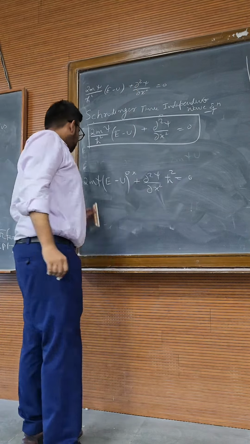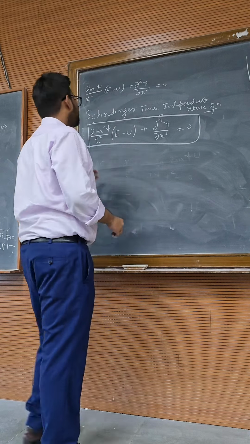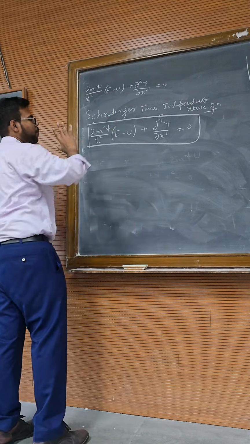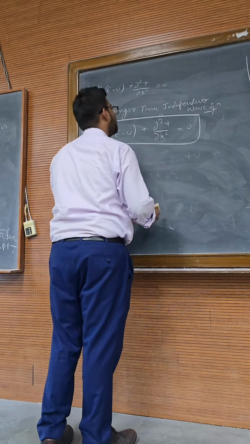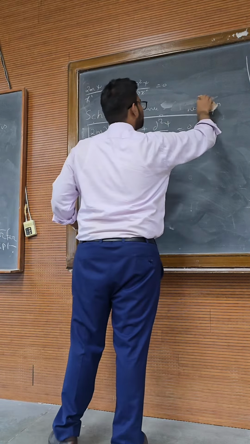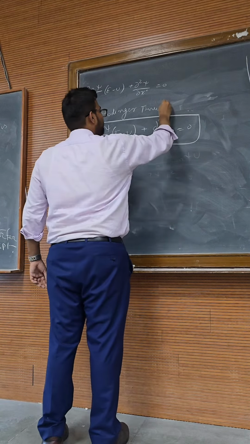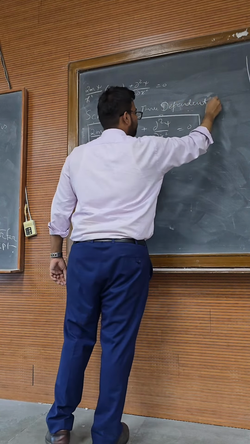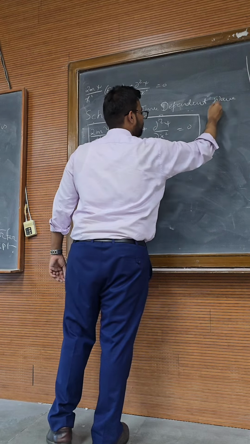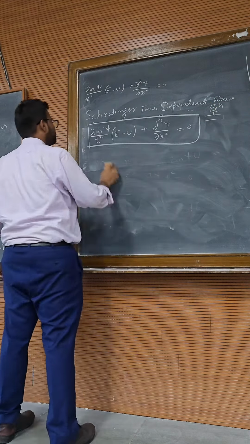Okay, so what we will do in the next part, let's see. So we proved Schrodinger time independent wave equation, right? Now let's move to the Schrodinger time dependent equation. How it goes, let's see. Okay, time dependent wave equation, right? Okay, so let's see.